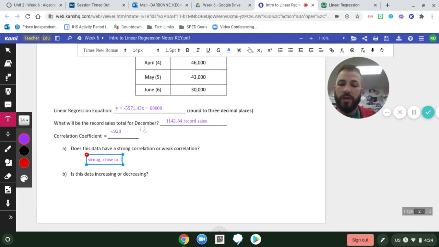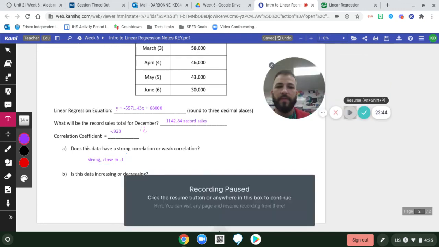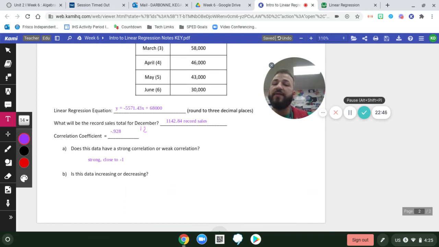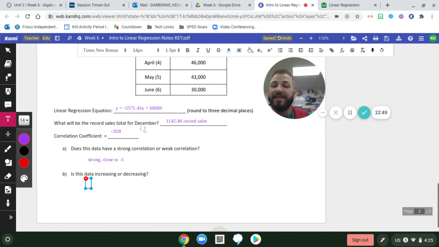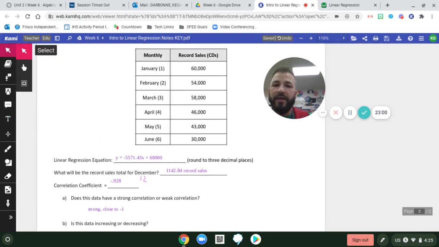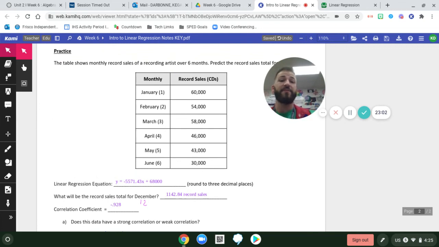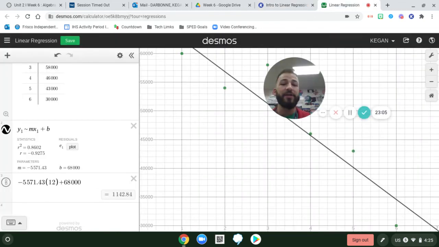Close to negative 1. And then is this data increasing or decreasing? Well, we have a negative R value, and as we talked about earlier, positive means increasing, negative means decreasing. So our R value is negative, which means this is a decreasing set of data. And we can also just see by looking at our data, we're going from 60,000 to 30,000, so we're definitely going down. And we can see by looking at our line, we're going down, decreasing from left to right. So it's definitely a decreasing set of data.